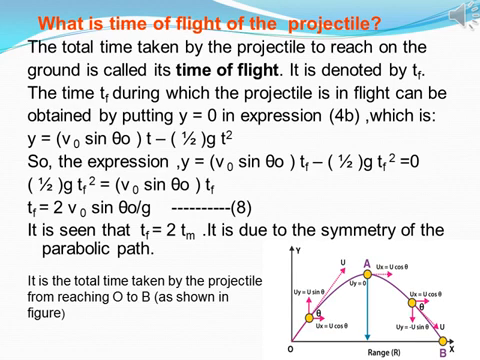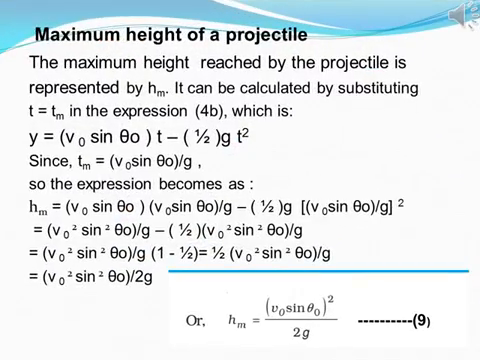It is seen that Tf is equal to 2 Tm. It is 2 times the time of ascent or time of maximum height reached by the projectile. It is due to the symmetry of the parabolic path, as shown in the given figure.